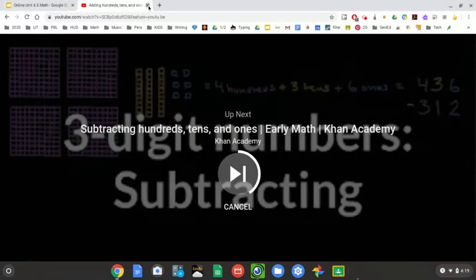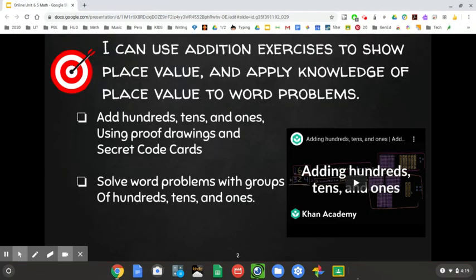All right. So that is a great segue into what we are working on today. First, we're going to be adding hundreds, tens, and ones using those proof drawings. And we're not going to use secret code cards, but we can use expanded form and vertical addition. And then we're going to look at some word problems.